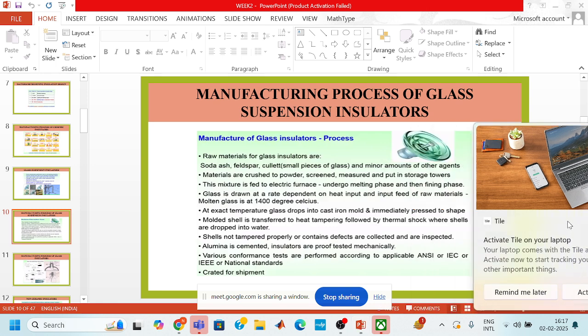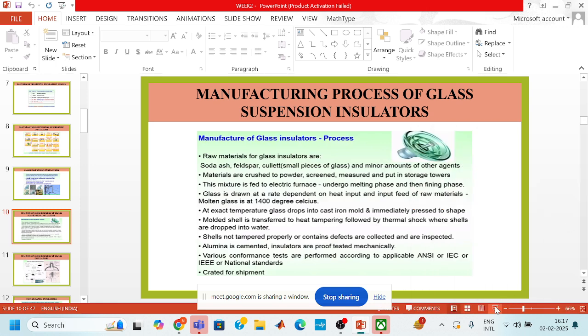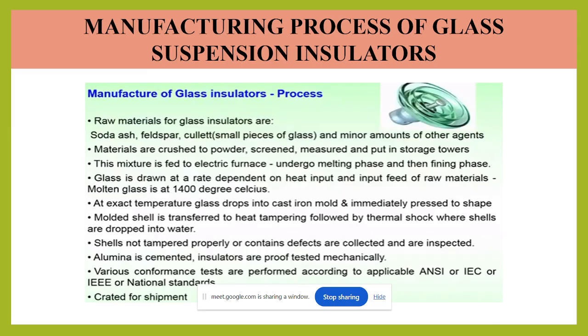As you can see, first of all we take the raw materials for glass insulators such as soda ash, feldspar, and minor amounts of other agents, then crush them to powder, then screen, measure and put them in storage towers. Then this mixture is fed to the electric furnace, which undergoes a melting phase and then a fining phase. Glass is drawn at a rate dependent on heat input and input feed of raw materials; the molten glass is at 1400 degrees Celsius.